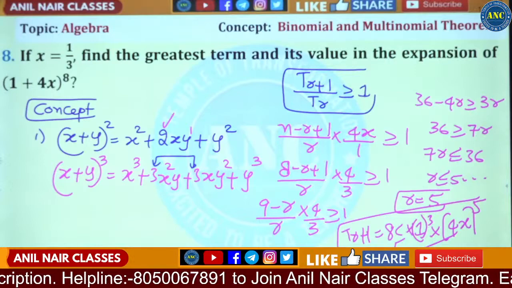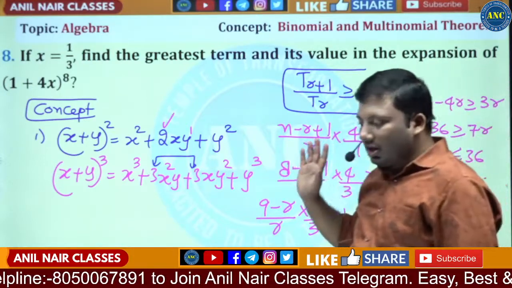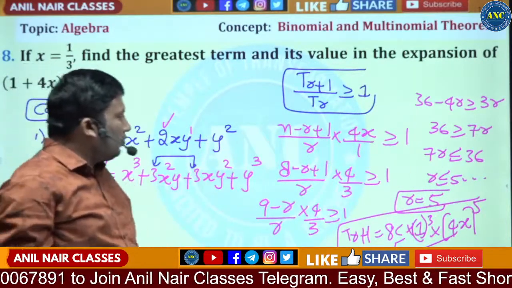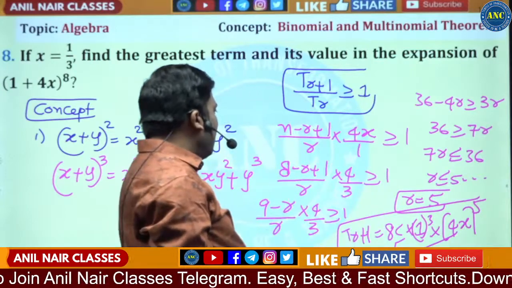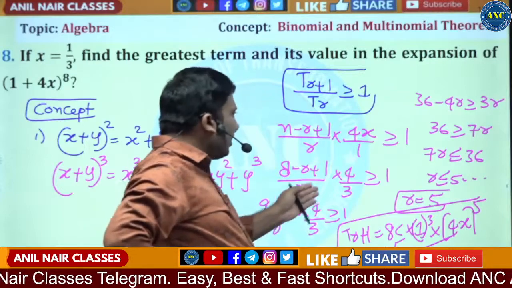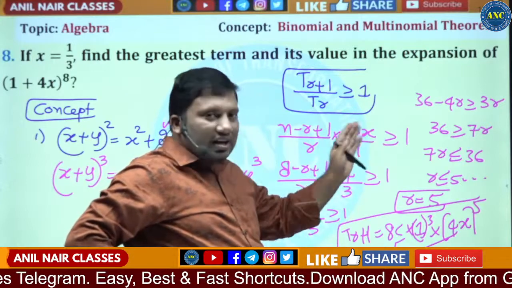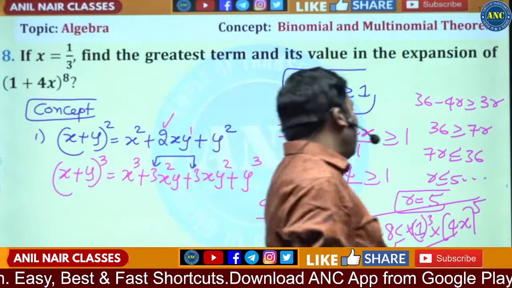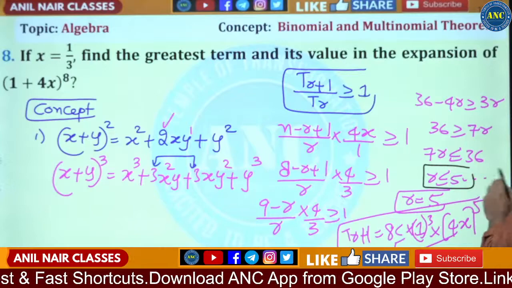I hope the idea is clear. Whenever you are in doubt, you can do one more thing. T(r+1)/T(r) should always be greater than or equivalent to 1. N value is 8 here. 8 minus 8 plus 1. (9 minus r)/r into 4/3 is greater than or equivalent to 1. 36 minus 4r is greater than or equivalent to 3r. 36 is greater than or equivalent to 7r. 7r is less than or equivalent to 36. R is less than or equivalent to 5.